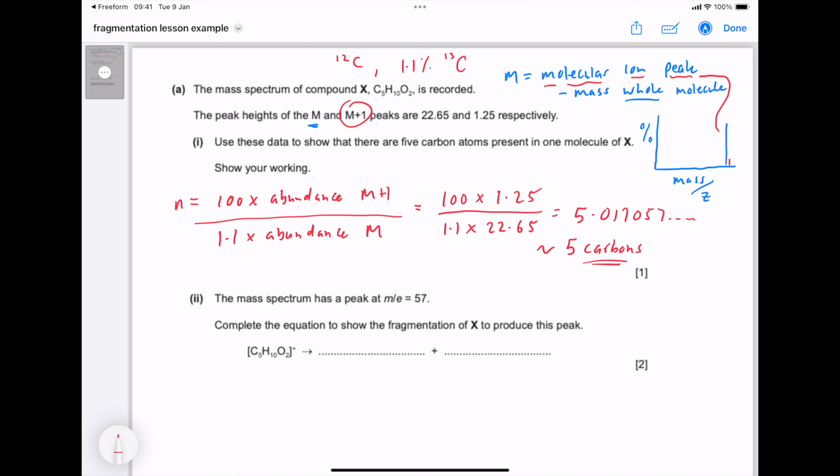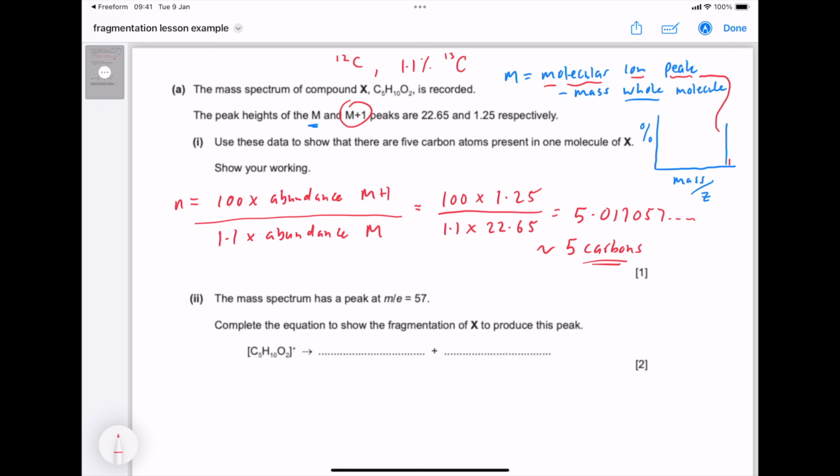Okay, the mass spectrum has a peak of m/z 57. Complete the equation to show the fragmentation of X to produce this peak. Most of the molecule will be broken into pieces, and those pieces are called fragments, and the fragments that are detected always have the positive charge, and the other part that is not detected is neutral. It's just a radical with an unpaired electron. So we've got to work out what C5H10O2 splits into to produce 57.